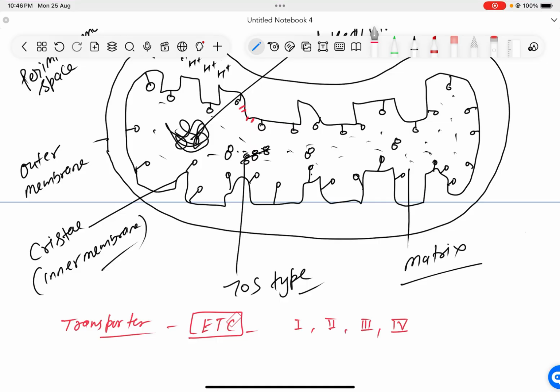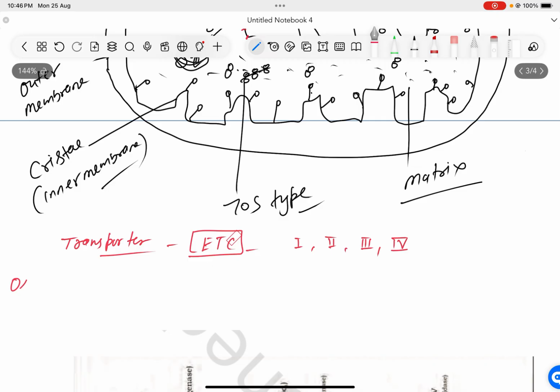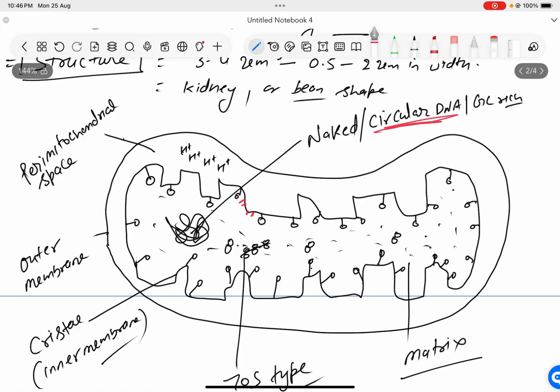Next thing is very important, the origin of mitochondria. By looking at structure, we found that the mitochondria contain a circular naked DNA, which is just similar to prokaryotes. Okay, first point. Second point is that mitochondria divide by binary fission, just like bacteria, and produce another mitochondria from previously existing mitochondria. That's why it also shows the character like prokaryotes. Second point. Okay.